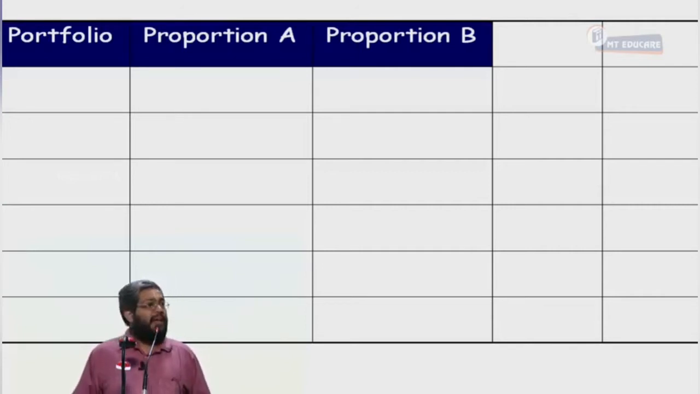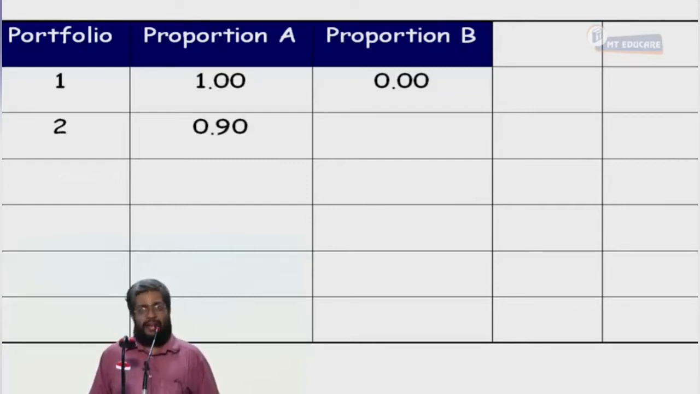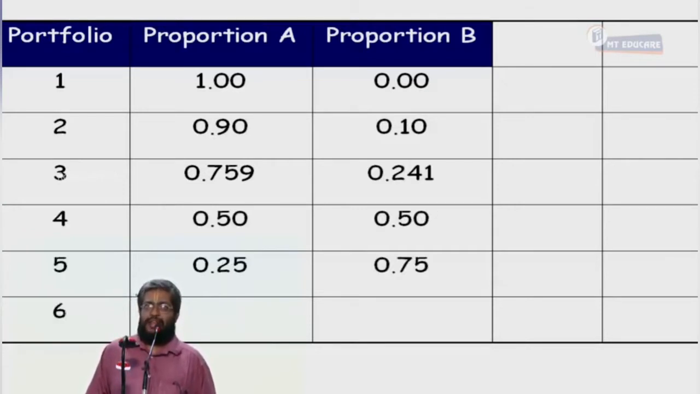Now, I constructed 6 portfolios. We can even construct 60 portfolios with A and B in different combinations. For a sample, I constructed 6 portfolios. The first portfolio consists of A fully, no B. The second portfolio is 90% A, 10% B. The third portfolio is 75.9% A and 24.1% B. Like that, fourth, fifth, and then sixth.